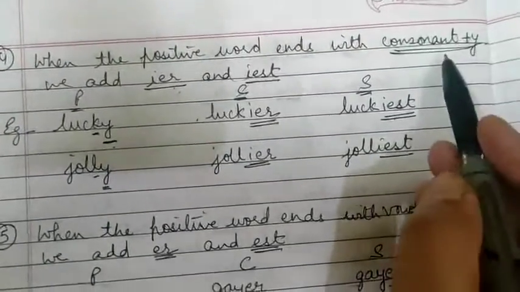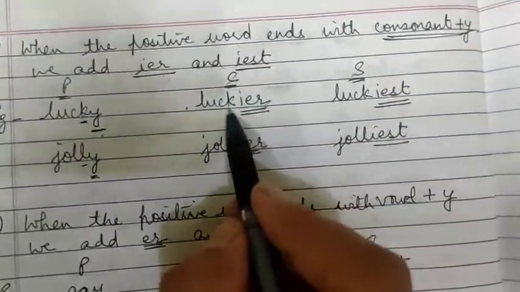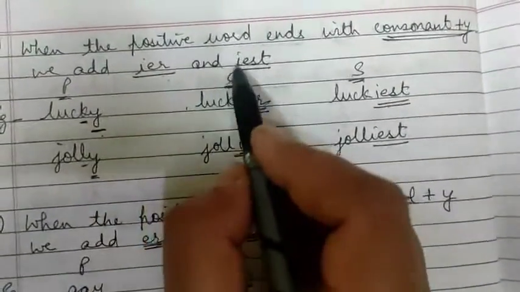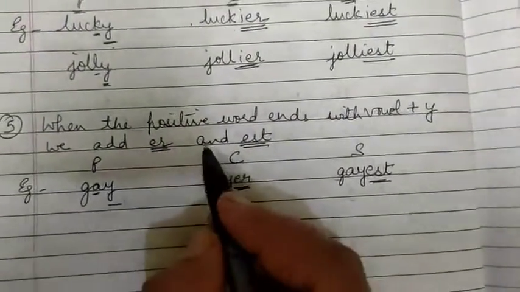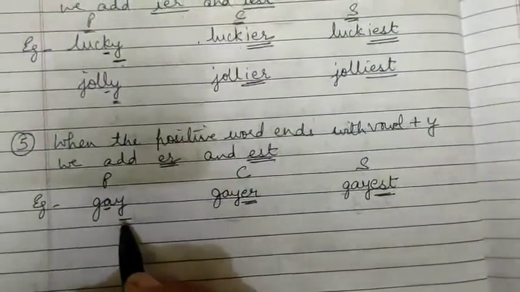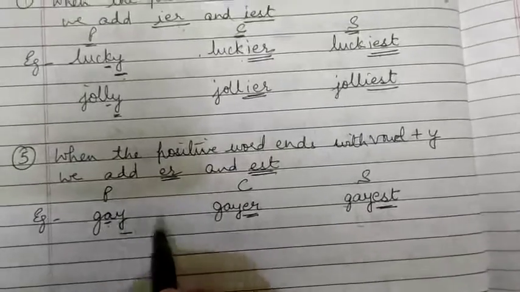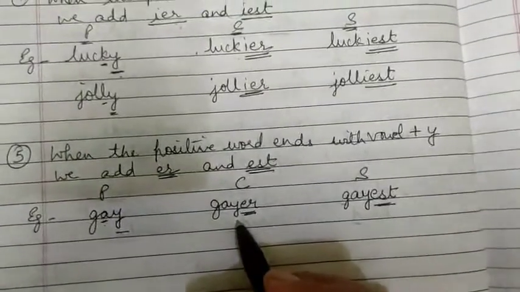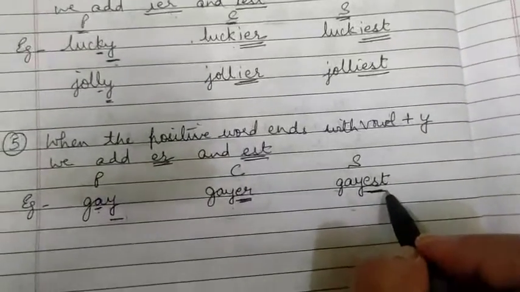Where the positive word ends with consonant plus y, there we used to remove y and add IER in the comparative degree and IEST in the superlative degree. But here the case is different. In a positive word which ends with vowel plus y, where there is a vowel before y, we are not going to remove y here. We will only add ER in the comparative degree and EST in the superlative degree.